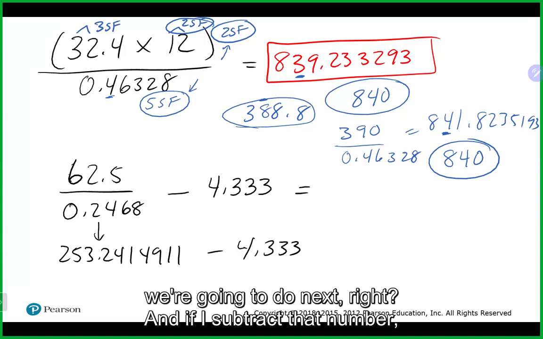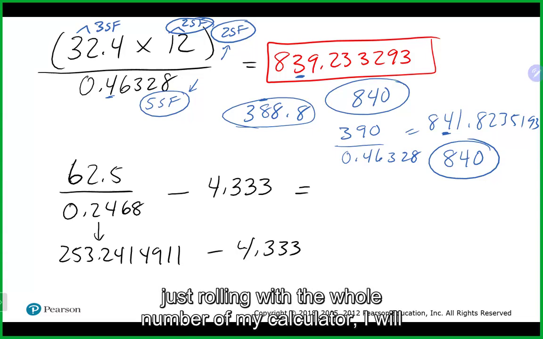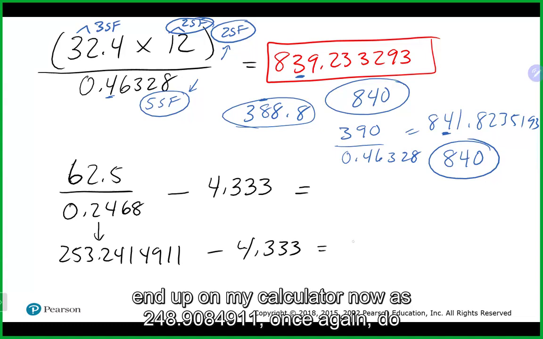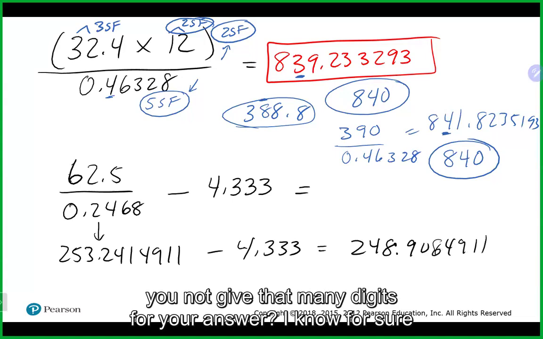That is what we're going to do next, right? And if I subtract that number, just rolling with the whole number in my calculator, I will end up on my calculator now as 248.9084911. Once again, do not give that many digits as your answer. I know for sure that's probably not right.